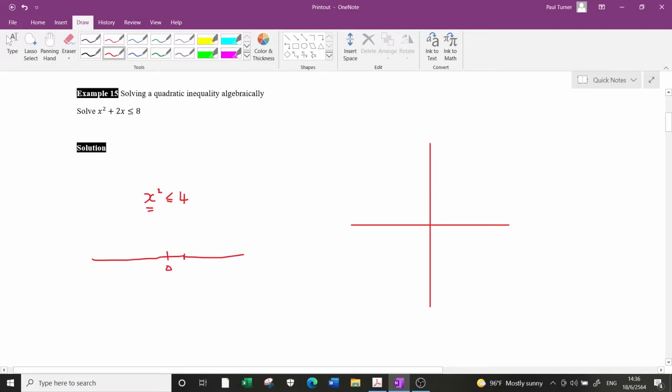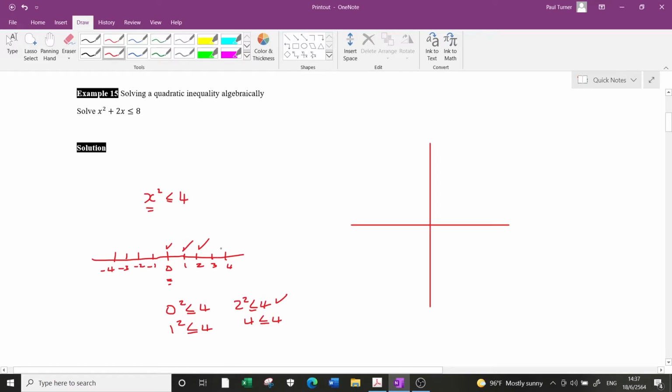So what we do, we make a number line. Let's try a few numbers. 1, 2, 3, 4, and add the negatives. So let's choose 0. Is 0 squared less than or equal to 4? Yes. So I'll put a tick there. How about 1? Is 1 squared less than or equal to 4? Yes. How about 2? 2 squared less than or equal to 4? Yes, because 4 is less than or equal to 4. They are equal. So yes.